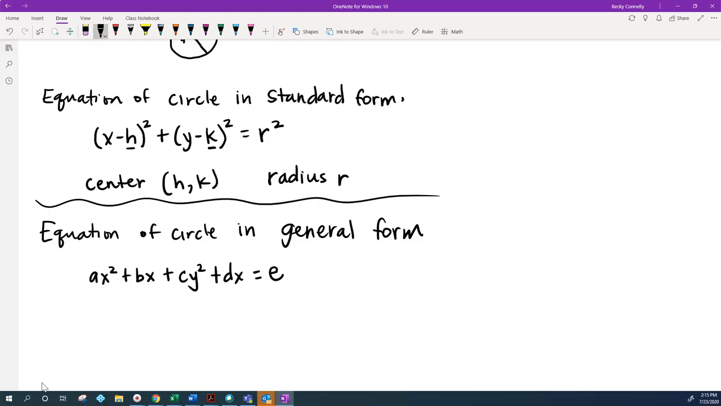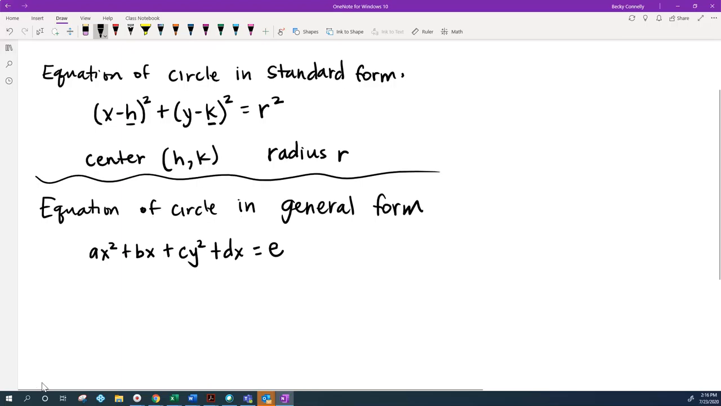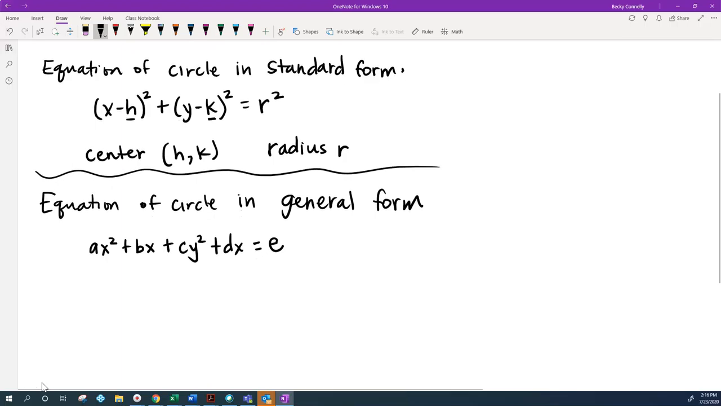And so it's hard to tell when it's in general form, like we have to change the look of it to really be able to figure out where the center and the radius are. So that's why general form is not as helpful in circles, but we need to know how to change it from general form to standard form. So that's one of the things that we're gonna talk about today and how to do that.